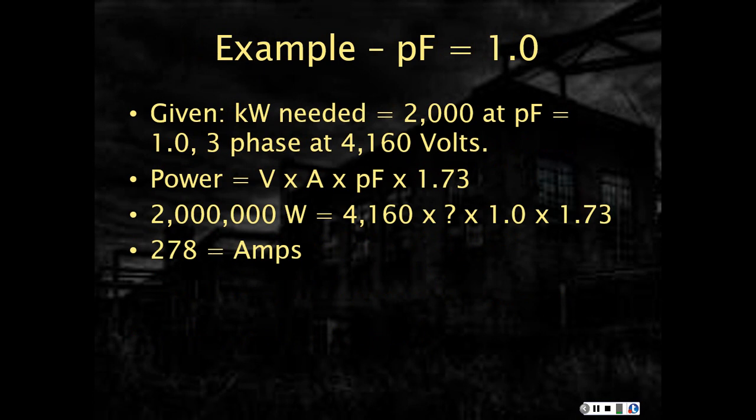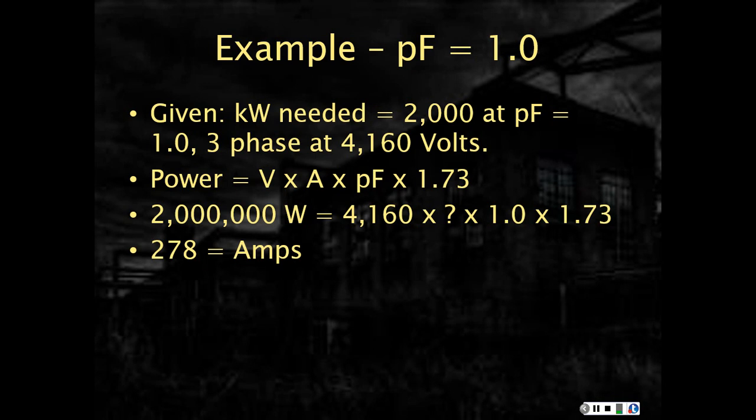So given, if I have a power factor of 1, the kW that I need in my building is 2,000 kilowatts. Now, if I have a power factor of 1 and a 3-phase electrical distribution system at 4,160 volts, we use the power calculation, volts times amps times power factor times 1.73, and solve for the amp draw I need. The amps come out to 278 amps.